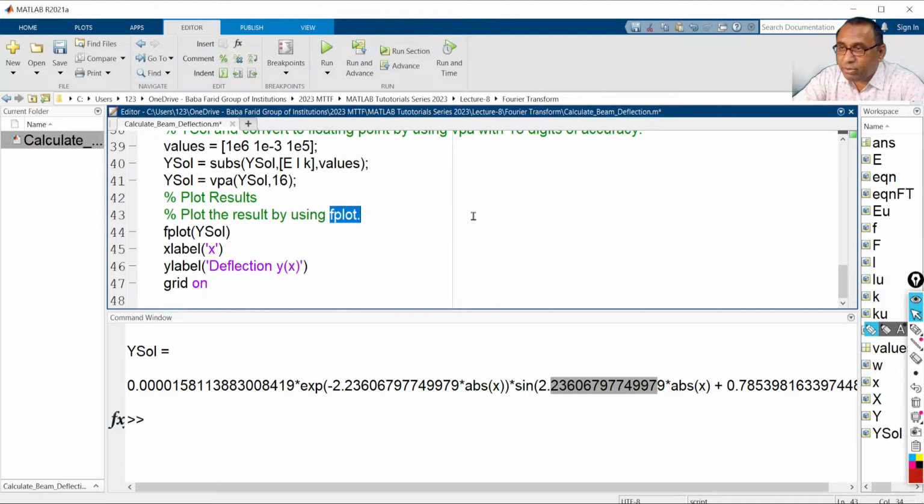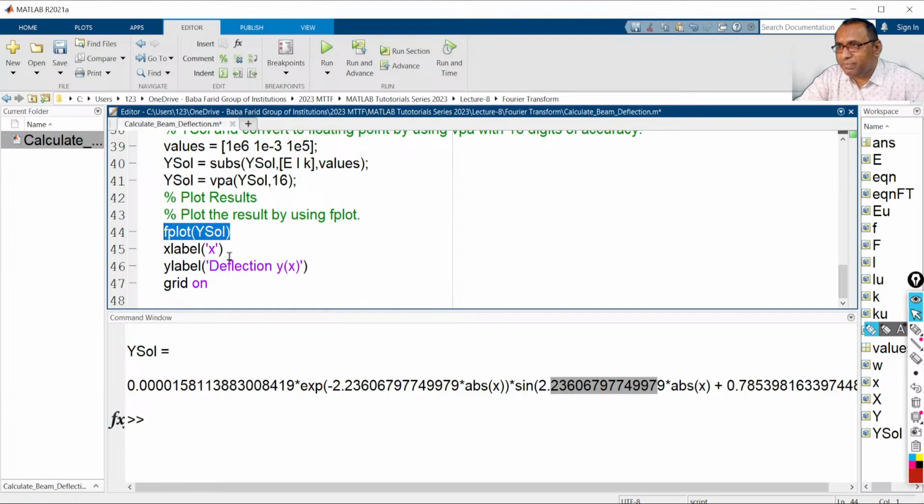We discussed EZ plot and fplot, and when we are using fplot or EZ plot: if you have a MATLAB older than 16 R, then you will use EZ plot. But if you have MATLAB version 16 or the latest version, then you will use the fplot function. So by using the fplot function, we can easily plot our solution.